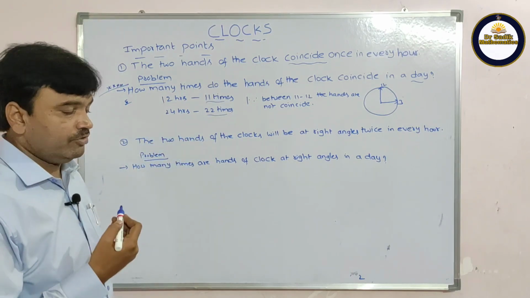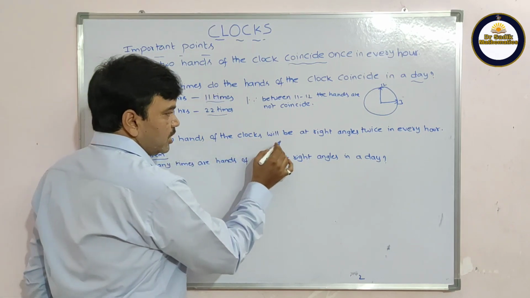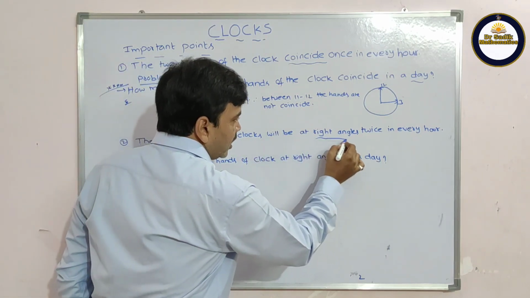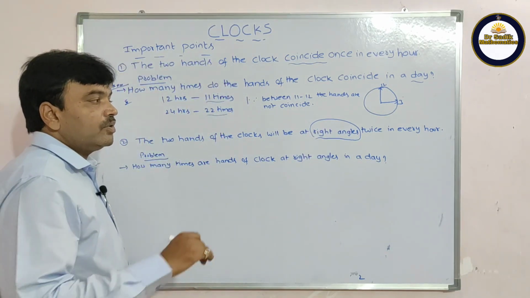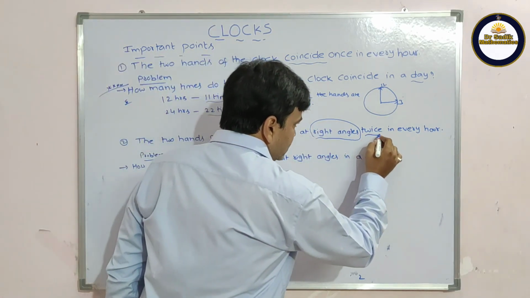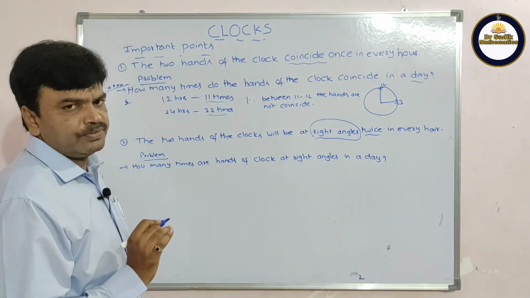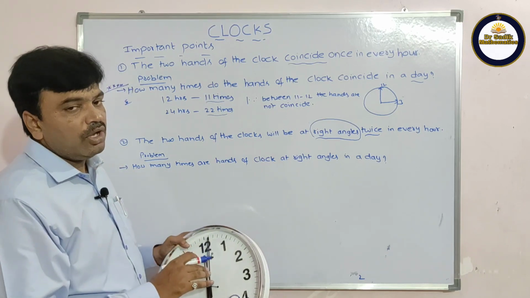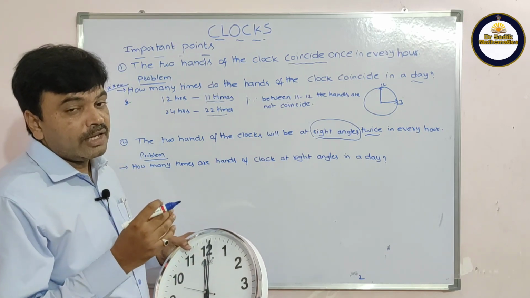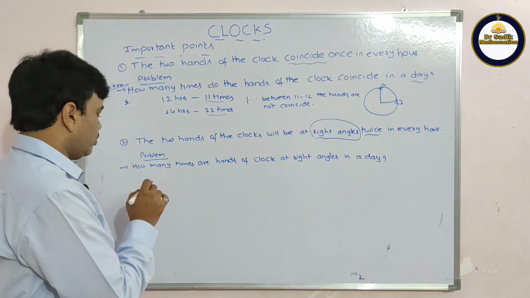Let us see another problem, friends. Another important point also: the two hands of the clock will be at right angle, friends, twice in every hour. In every hour the two hands make right angles how many times, friends? 2 times.